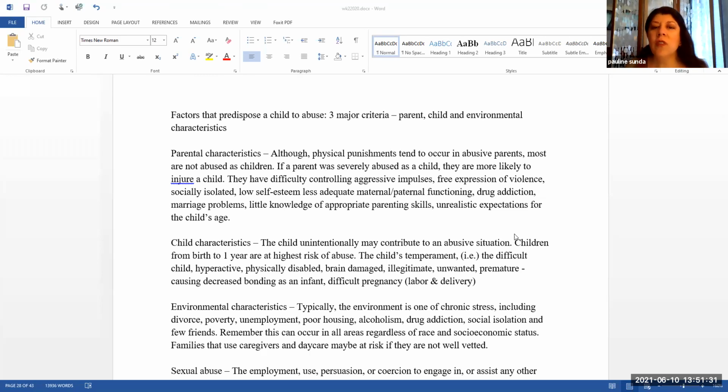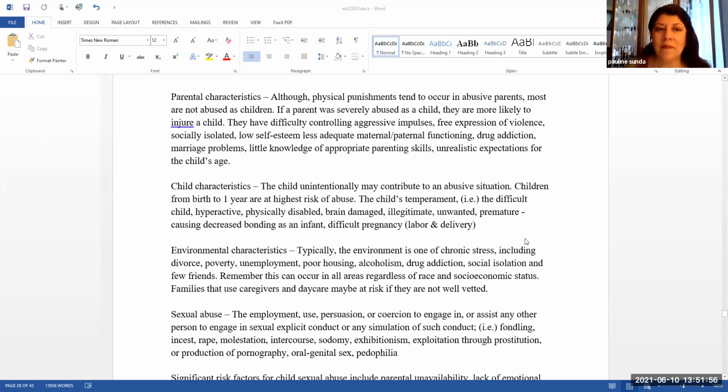They have difficulty controlling aggressive impulses. They express violence freely. They are socially isolated typically. They have low self-esteem, less than adequate parent functioning, drug addiction, marriage problems, little knowledge of appropriate parenting skills, and often they can have an unrealistic expectation for the child's age.